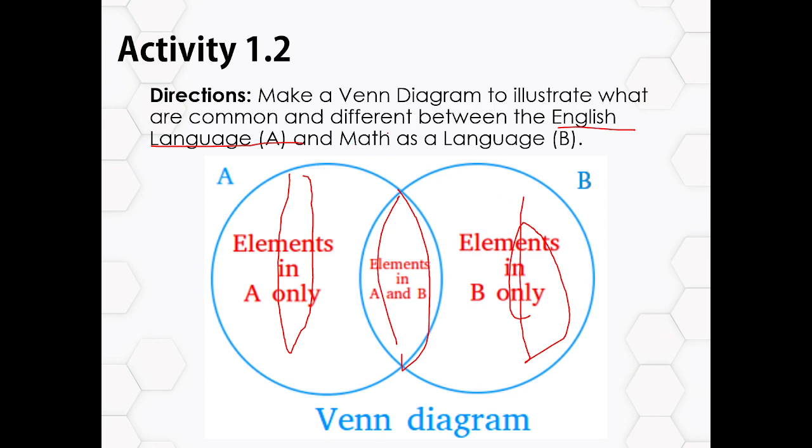Again, meron tayong dalawang circle sa Venn diagram. Sa dalawang circle natin, nag-overlap yun sa gitna. Sa gitna, ilalagay mo yung mga common between English language and math as a language. Di ba, meron tayong gitna. And meron din tayong dalawang gilid. Yung isang gilid natin, ilalagay mo yung mga unique para sa English language. And on the other hand, sa kabilang gilid natin, ilalagay mo ang unique sa mathematics as a language.